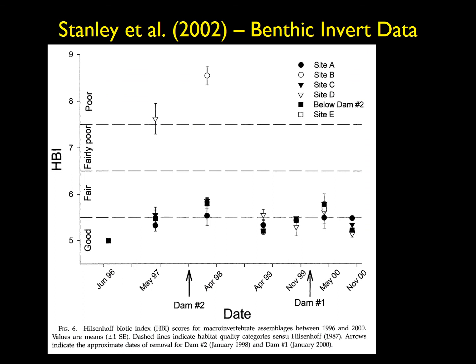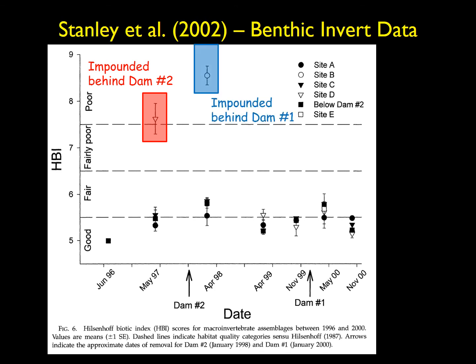So these authors looked at what happened to habitat quality when these dams are removed. And so on the x-axis there, you see we're going from June 96 to November 2000. And there's a biotic index on the y-axis. And the higher numbers are poor, lower numbers are good, right? So each of these symbols represents a different site. And I just want to point out that site D, the inverted white triangle, was impounded behind dam number 2 and behind dam number 1. I feel like it's a game show. Was site B. But both of those were in poor condition, and that poor condition comes from the invertebrate communities.